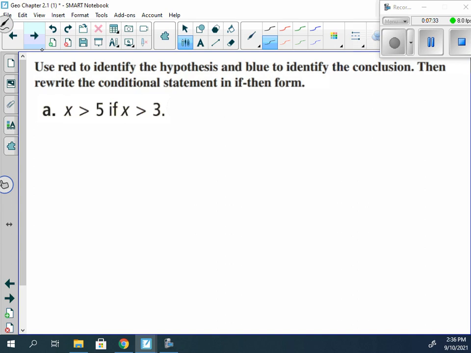X is greater than 5 if x is greater than 3. So our hypothesis would be x is greater than 3. Because of the if, x is greater than 3 is the hypothesis, and the conclusion is going to be x is greater than 5. We'll write the if-then, and then I'll explain a little bit.